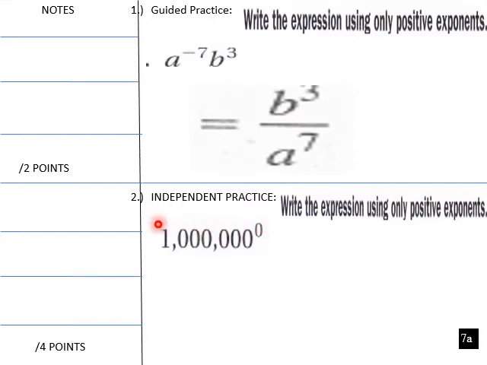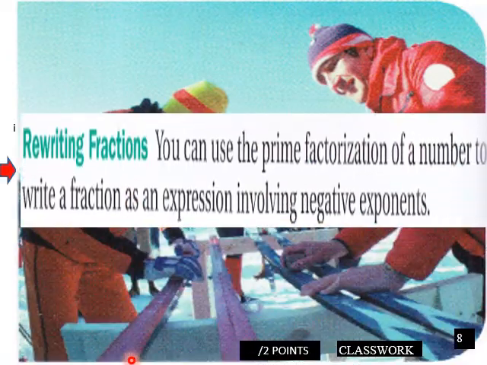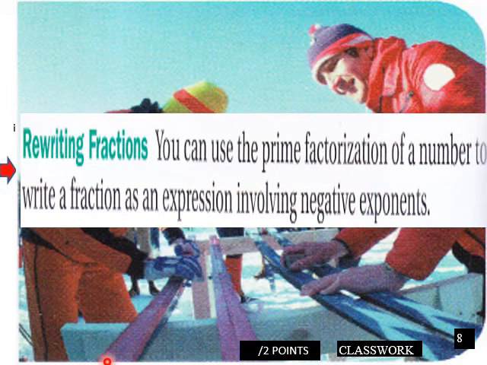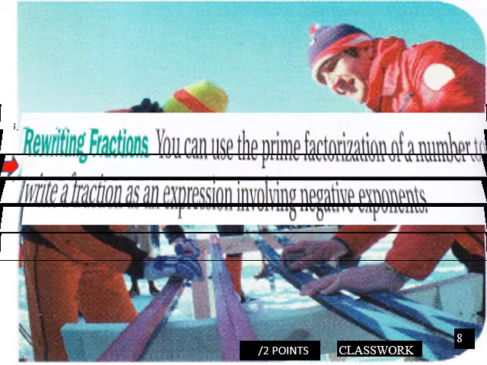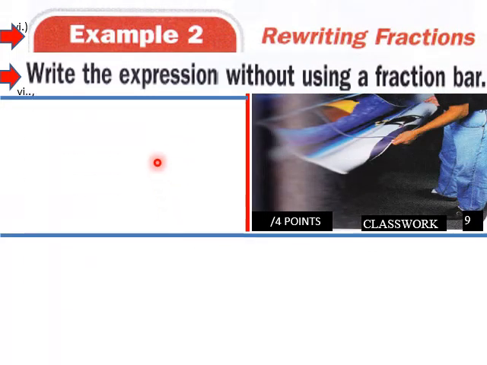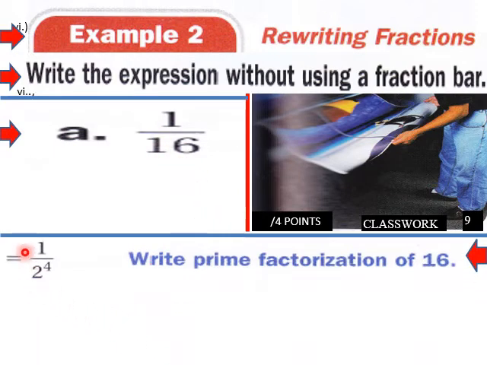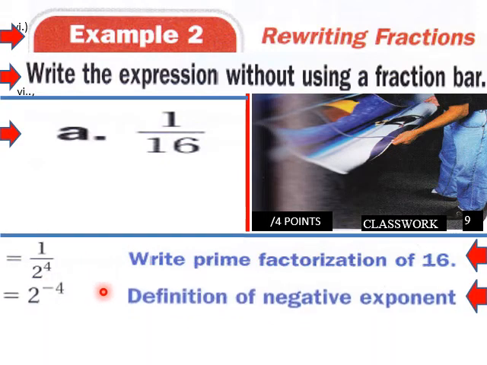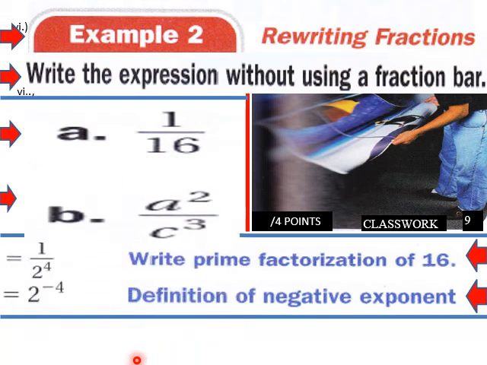This one, students, you're on your own. Rewriting fractions: you can use prime factorization of a number to write a fraction as an expression involving negative exponents. So for example 2, write the expression without using a fraction bar. We have this here, so how could we write that? The prime factorization of 16 is 2 to the 4th, and then we could flip it up, and without the fraction bar it just becomes 2 to the negative 4th power.